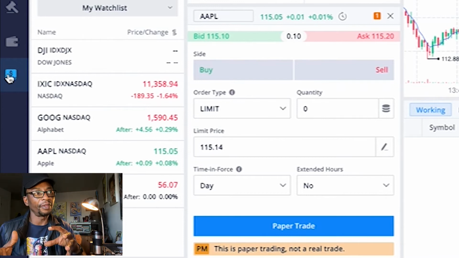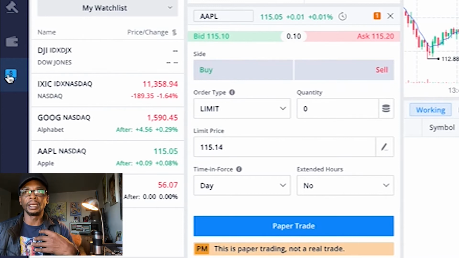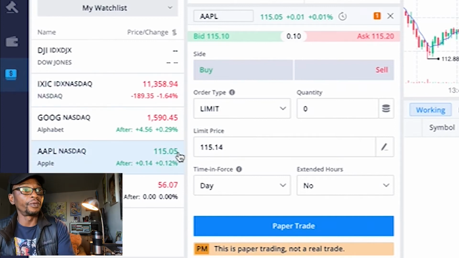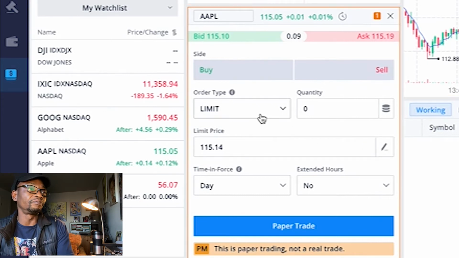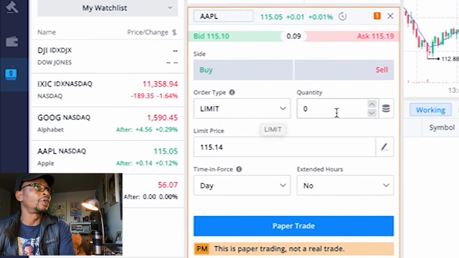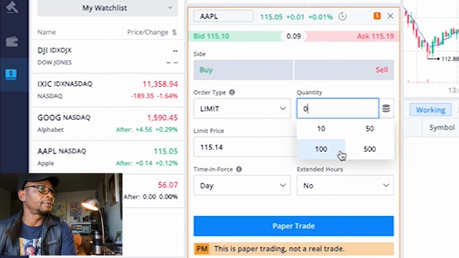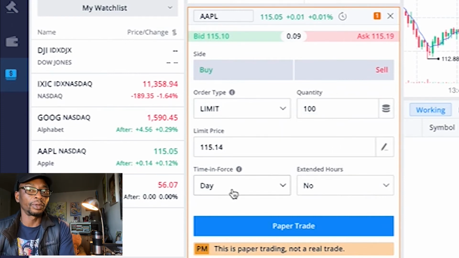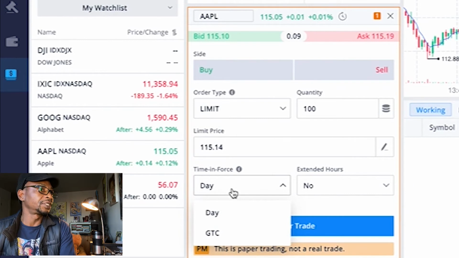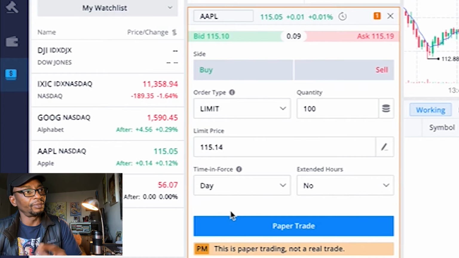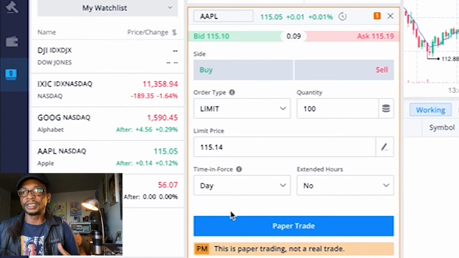This will mirror the actual trade, so you'll see whether your decisions lead to a profit or a loss. And it's really cool to use paper trading because you don't need any money. For example, this is Apple. Let's say you buy 100 stocks of Apple, and you want to go for day, which means the trade will last only for the duration of the trading day.